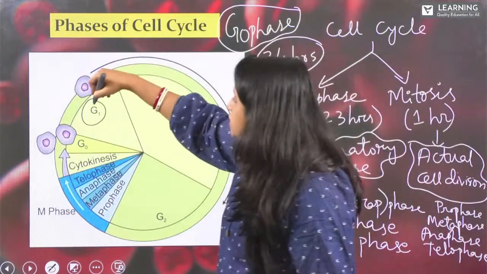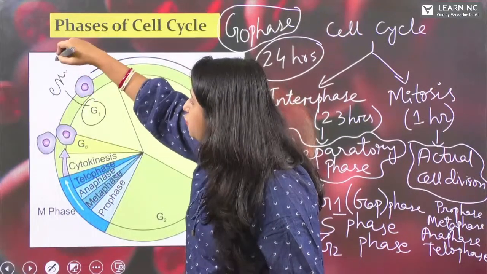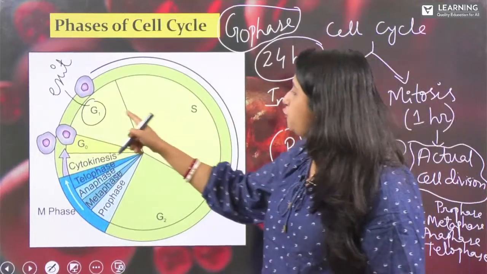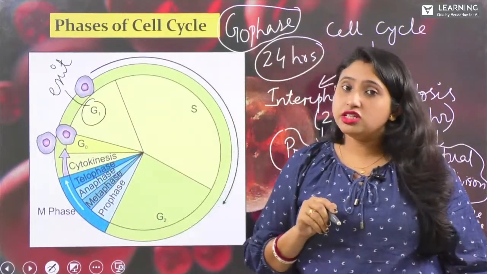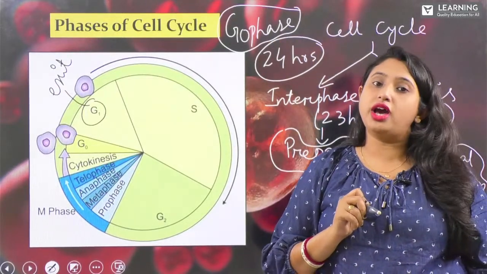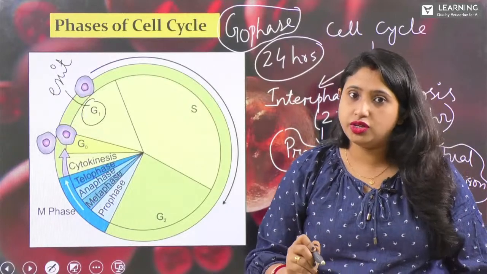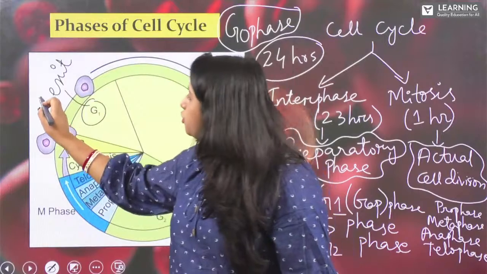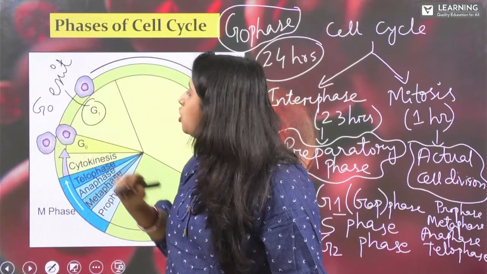So they just exit from the G1 phase. That phase is known as the G0 phase, also known as the quiescent phase. Here the cell does not divide. In the G0 phase, the cell does not divide.